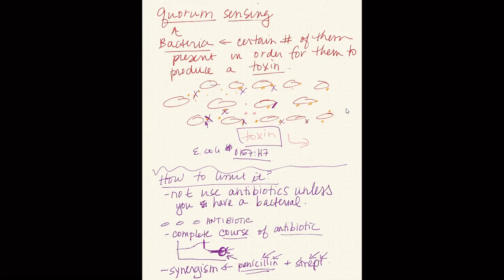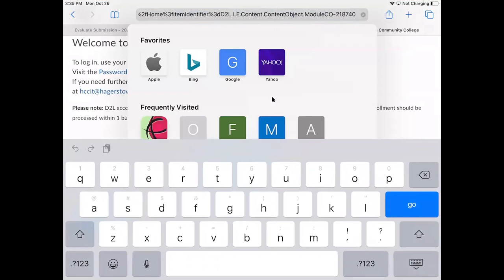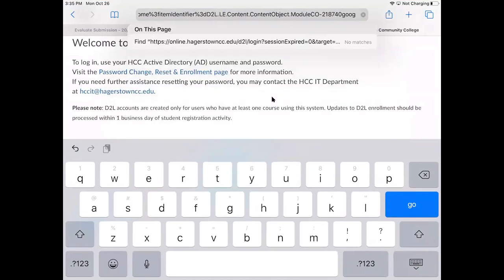What's the strongest antibiotic available? I don't know, because there's always something new coming out. We can Google it. Let's see what Google says. Doxycycline probably. Yeah, right.